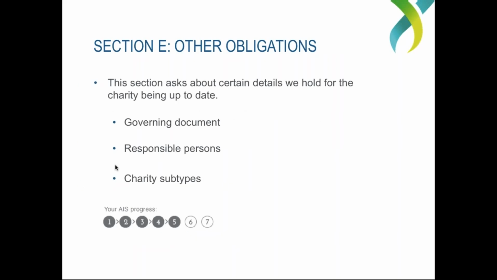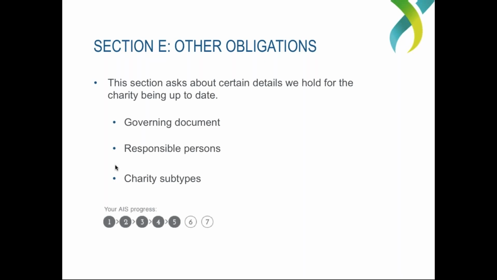Section E of the AIS is pretty simple actually. It just asks whether or not particular details about the charity are up to date, and that will be the governing document, which is often called a constitution or rules or articles of association, the formal document that outlines how your charity is set up and its processes and that sort of thing.